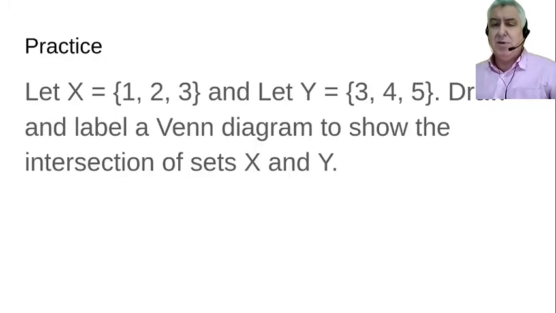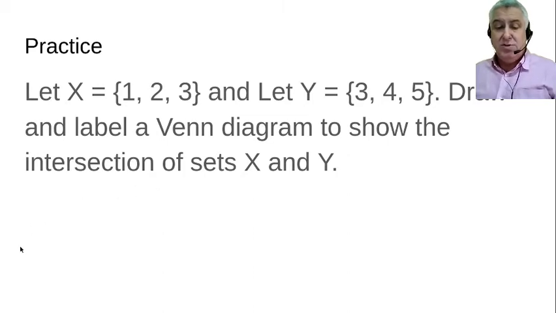So we're going to do some practice, and my practice is I've got two sets. X has the elements 1, 2, and 3, and Y has the elements 3, 4, and 5. So we're going to draw and label a Venn diagram to show the intersection of sets X and Y.